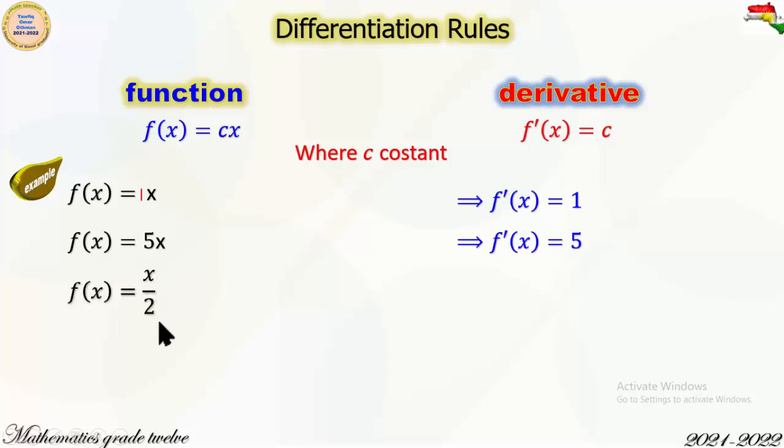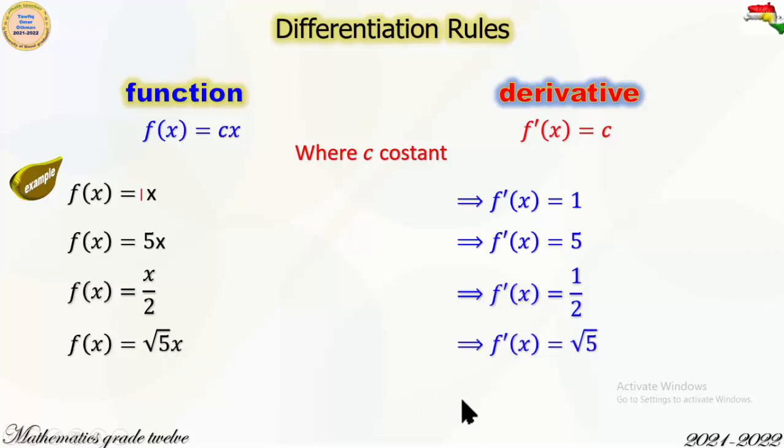F of x is equal x over 2. Here, if you see that a function's denominator is a constant, take only the derivative of the numerator. That means the derivative of x is 1. Therefore, f prime of x is 1 over 2. F of x equals square root of 5 times x. Because you have square root of 5, therefore f prime of x is square root of 5.